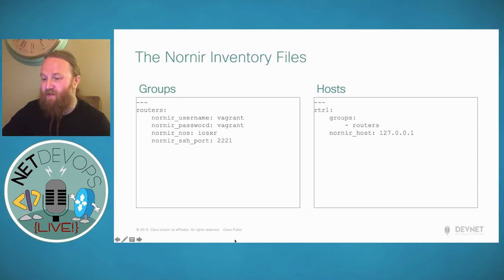You'll see here I am specifying again where I've mapped the port into my Vagrant instance, from 22, sorry, to 2221. The host file on the right hand side just specifies the groups where I specify the router, and then the host name. As you'll have seen when we looked at this before, I am using the local host, so we are actually using the local host address here.